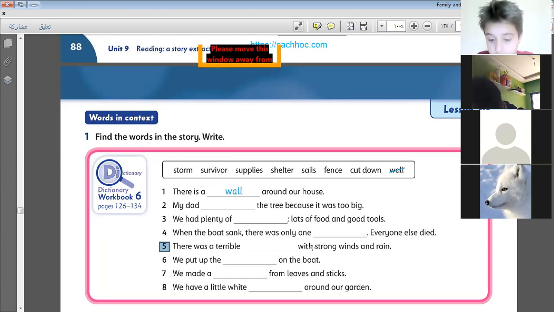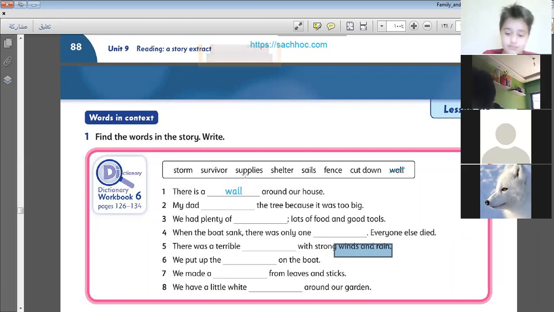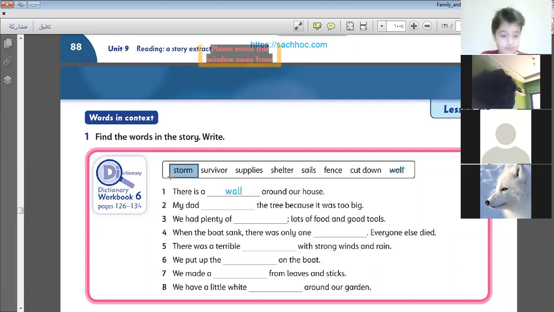Now let's move to number 5. Yes, please. There was a terrible fog with a strong wind and rain. Teacher, storm. Excellent. We have winds and rain, and we have storm. So number 5, storm. As you can see, write storm on number 5.